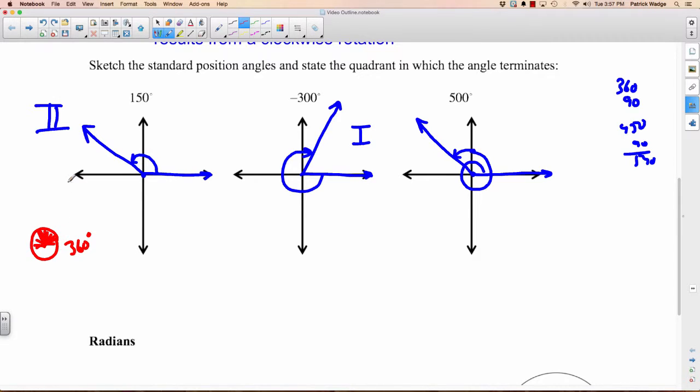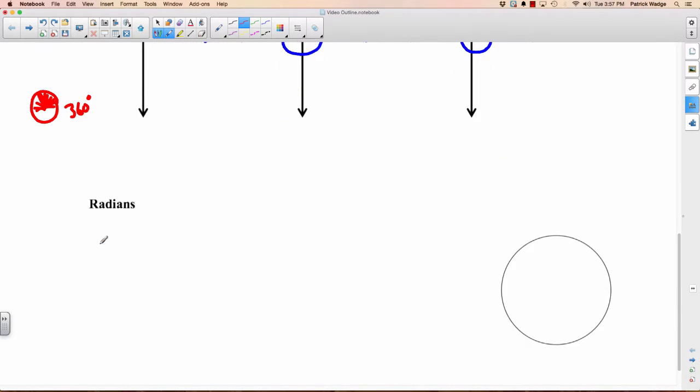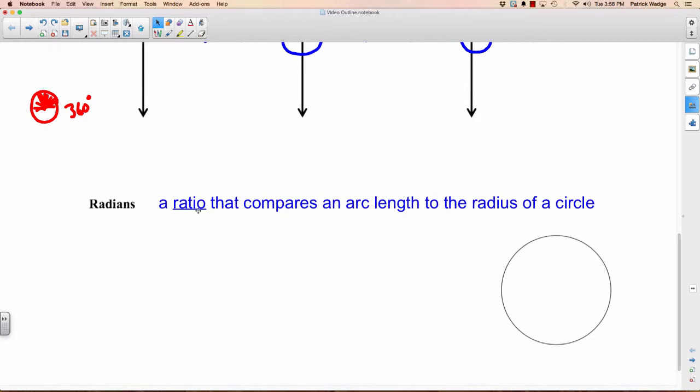So this was a human construct, right? This 360 degrees. It wasn't written in the stars, it had to be 360 degrees. Well, it's also not written in the stars that you need to use degrees at all. You can also use radians to measure angles. So how does that work? What a radian is, it's the ratio that compares an arc length to the radius of a circle.